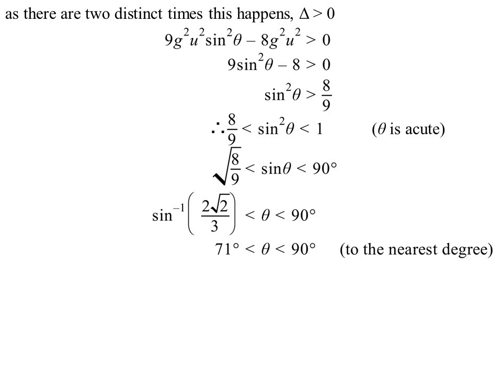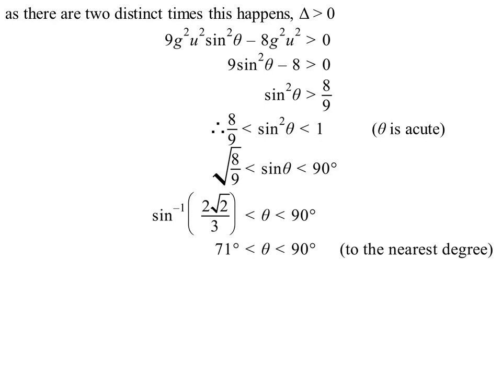But then 90 comes into it, because we can say, well, all right, we can find the inverse sine of this. Now, inverse sine is a continually increasing function, so I can apply it to my inequation and the inequalities are preserved. So it's true that the inverse sine of 2 root 2 on 3 is less than theta, is less than 90 degrees, and to the nearest degree, the inverse sine of 2 root 2 on 3 is 71 degrees. So I now know that theta has to be between 71 degrees and 90 degrees.